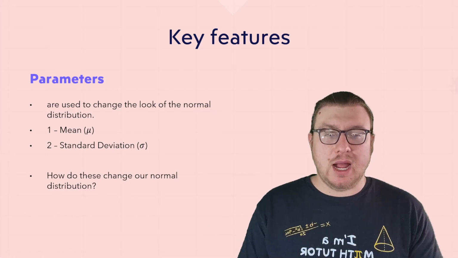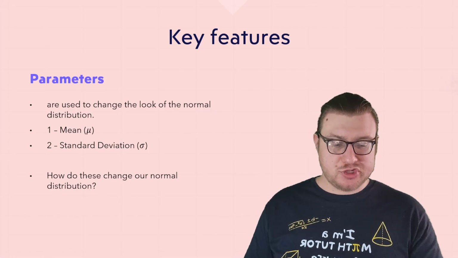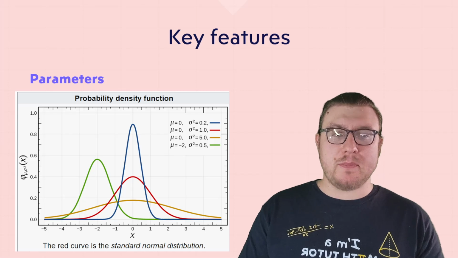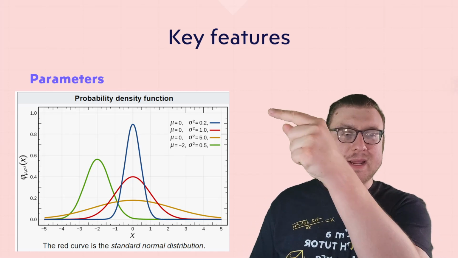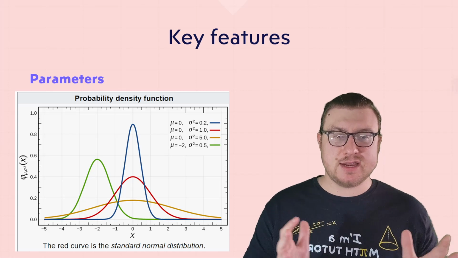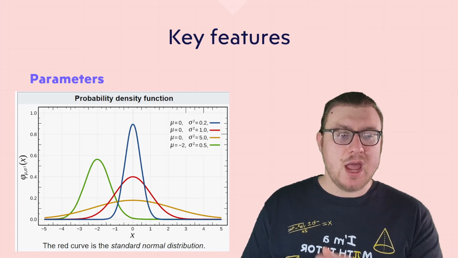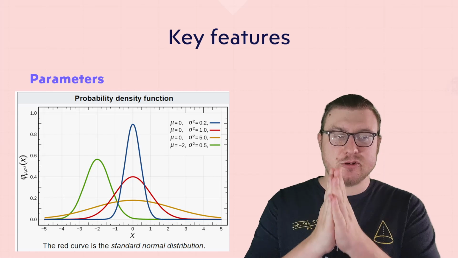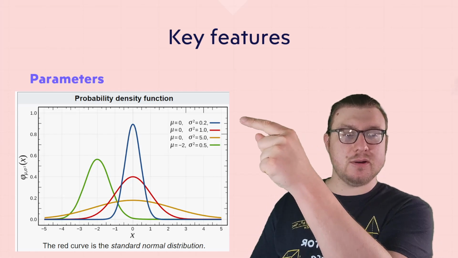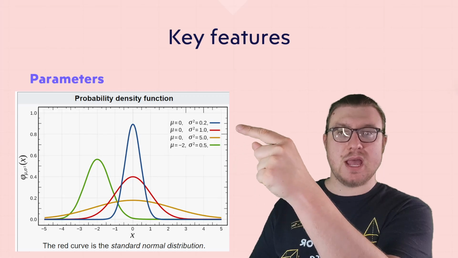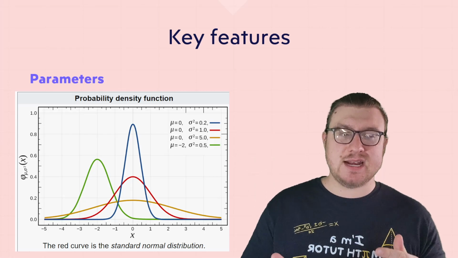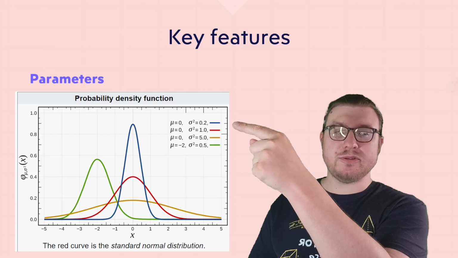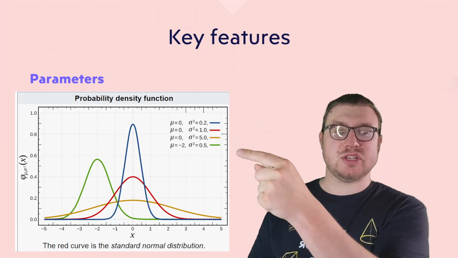So, how do these actually change our normal distribution? Let's have a look. Here's a photo of some probability density functions you can think of. You can completely ignore what they're called. These are your normal distributions. The blue graph has a mean of 0, so we can see it's centered around the 0 mark. And here we are using sigma squared. This is the standard deviation squared. You can ignore that as well. Basically, we want the standard deviation, which is just the square root of each of these numbers.